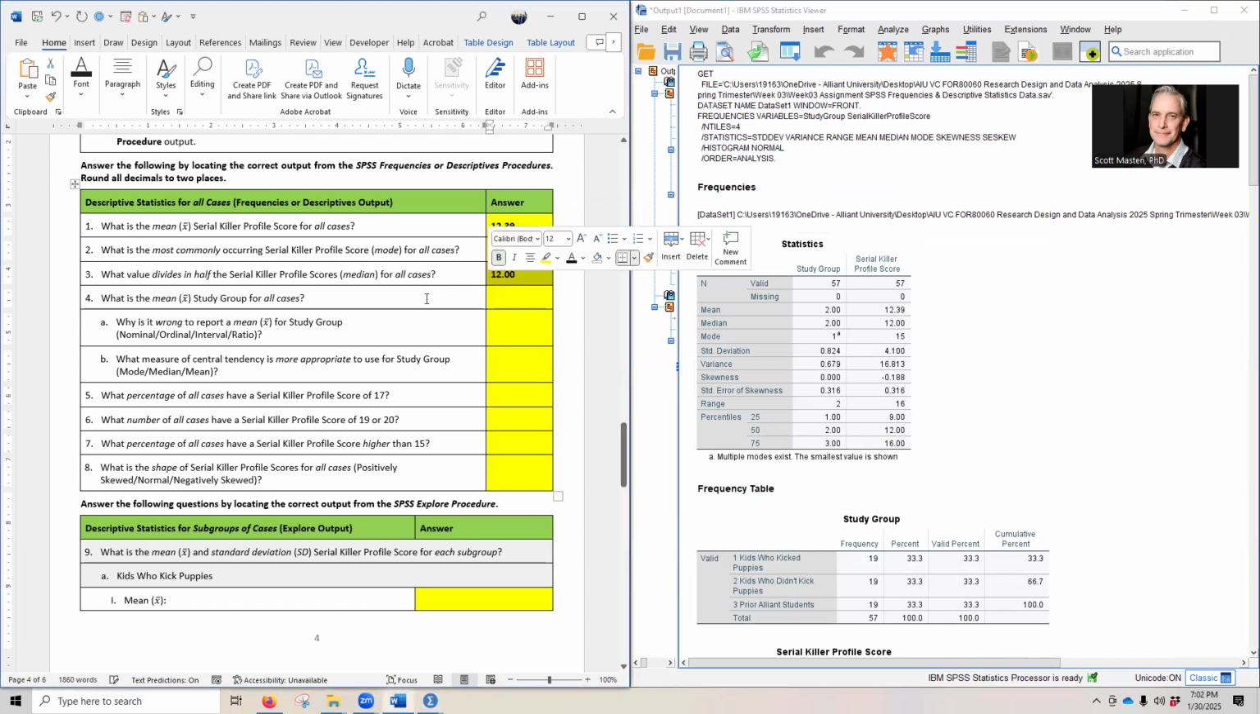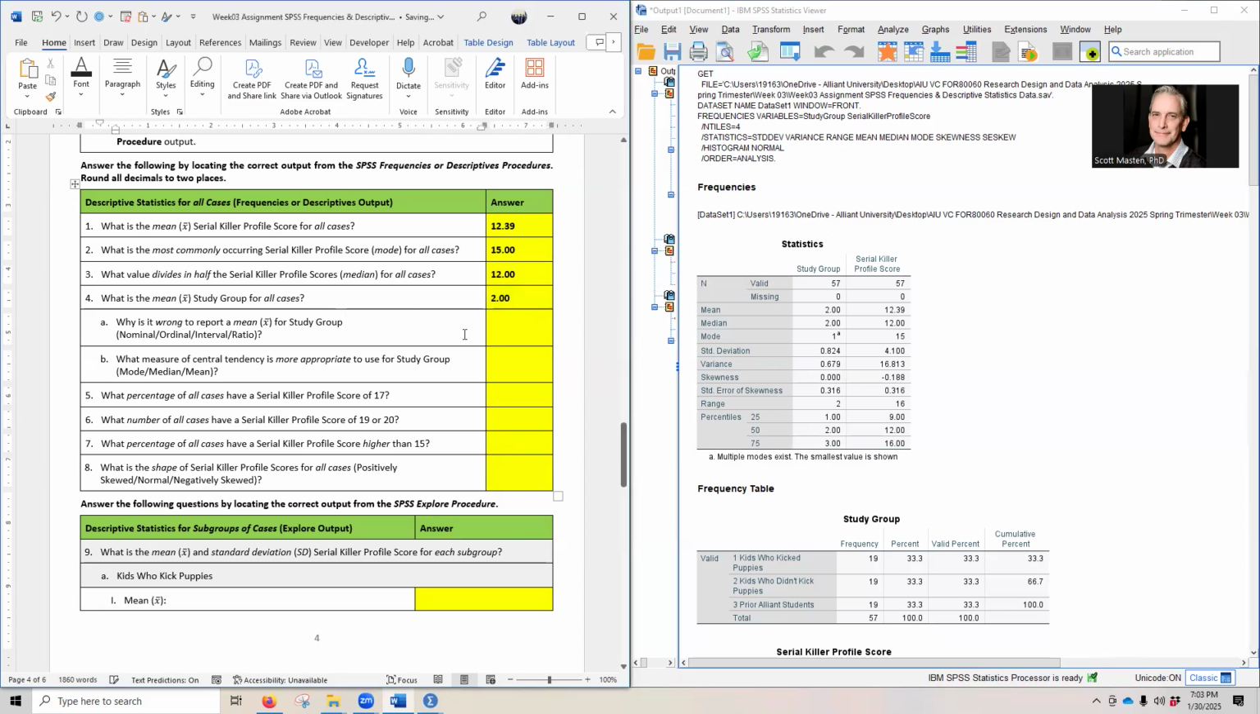All right. What is the mean study group for all cases? You can answer this question, but it's meant to be a trick question to get you thinking. So here's study group, and there's the mean. The mean study group is, it's 1, 2, and 3 is the way it's coded, so it happens to be the middle group. So I guess you could just say 2.0. Oh, sorry. Let me hit undo. I forgot I'm on the key. I just have to make the answers appear.